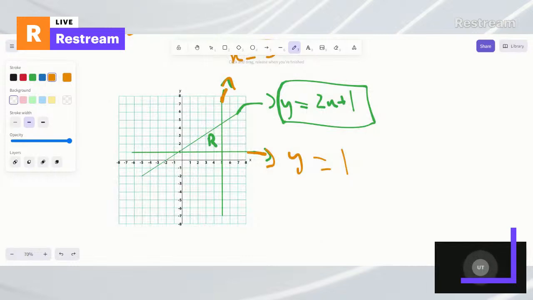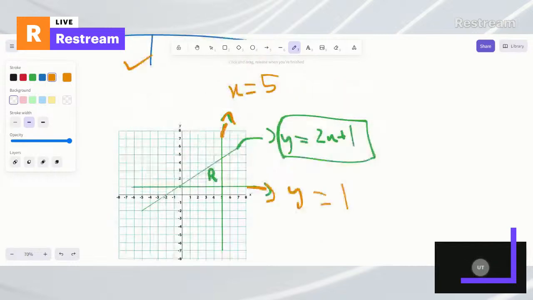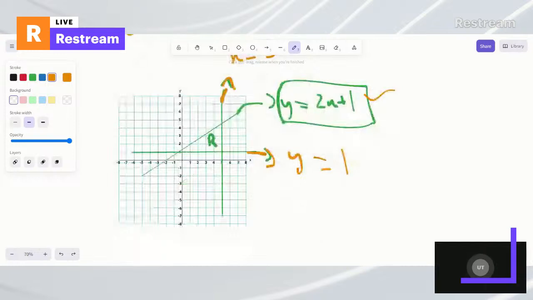Now we need to ask ourselves three simple questions. For this equation, I'm going to ask if my region is below or above this line. It's below this line, so the inequality would become y is less than 2x plus 1.